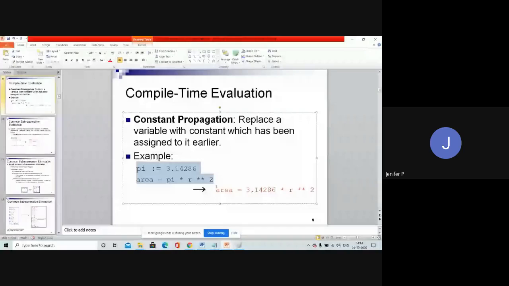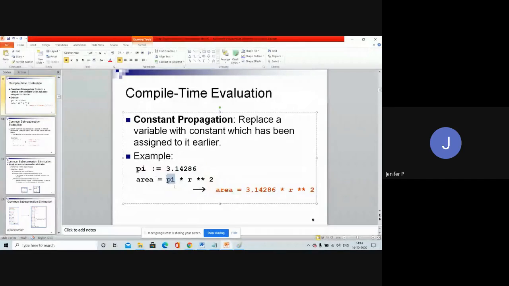Pi, you already know about the value. The pi value is by default 3.142. There is no change in it. So there is no point in declaring and initializing it like this. Directly, instead of pi, we can propagate the value of pi here itself.